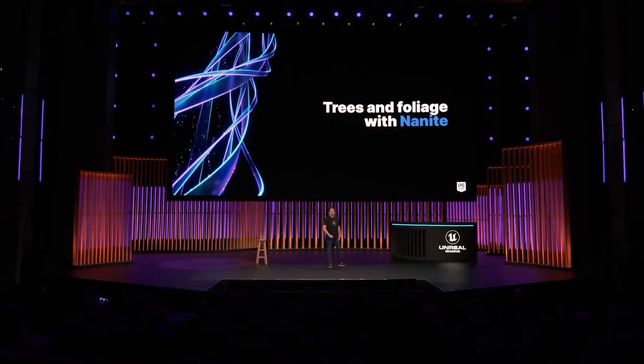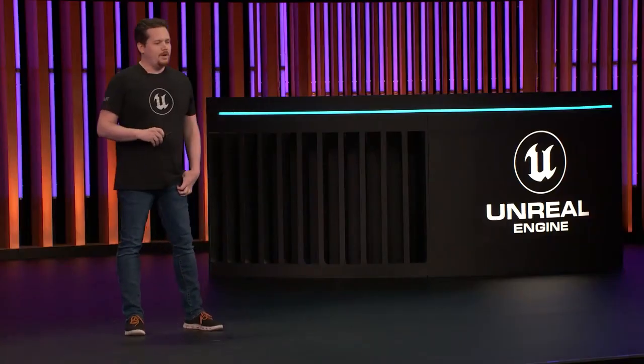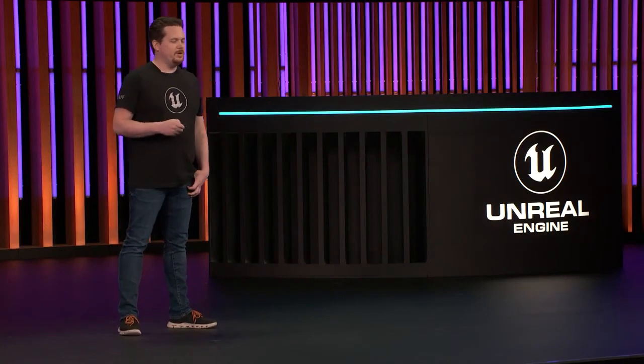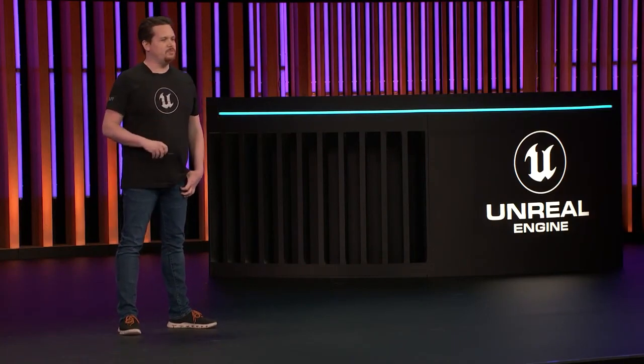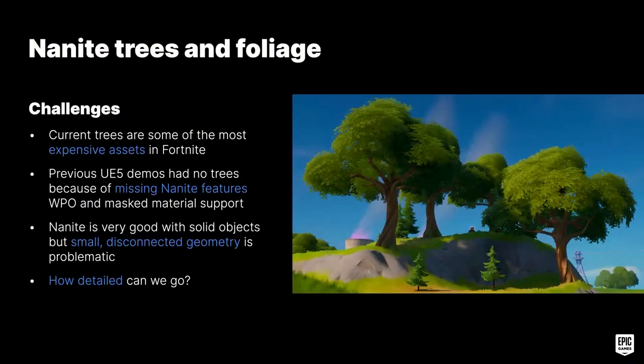Next, we needed to figure out how to build trees and foliage with Nanite. Our current trees were one of the most expensive assets in Fortnite. So we knew this is going to be challenging. And previous Unreal Engine 5 demos had no trees or foliage at all because of missing features like world position offset shaders for animation and mask material support.